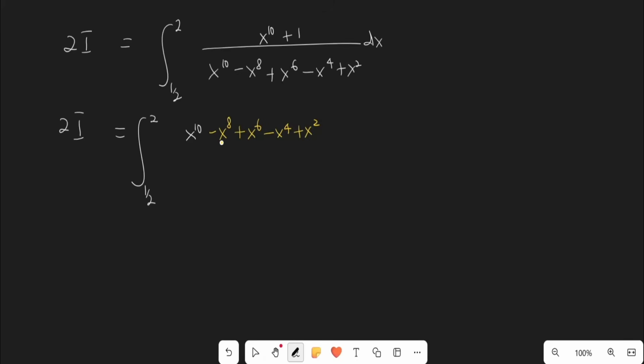Right, so to nullify the effect of this, what I have to do is to add x raised to the power 8. That is going to nullify this one, right? And then I'm going to subtract x raised to the power 6, and I'm going to add x raised to the power 4 and then subtract x raised to the power 2.